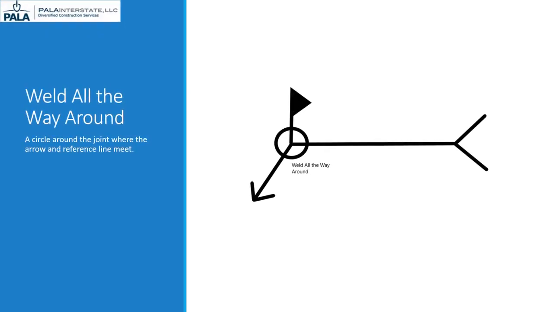A circle at the joint where the arrow and the reference lines meet indicates that the joint is to be welded all the way around. There will only be information on the bottom side of the reference line when this symbol is employed, and it is typically used on joints that require a fillet weld.